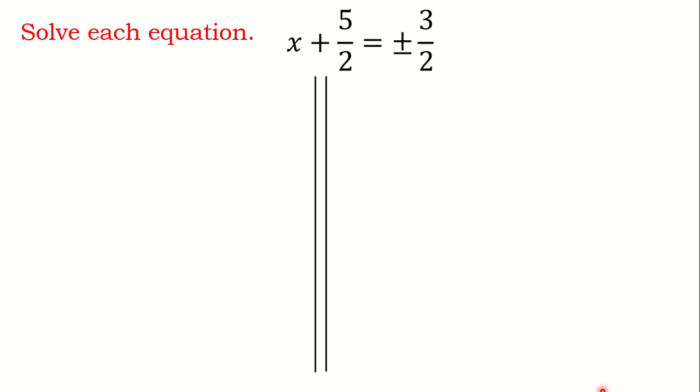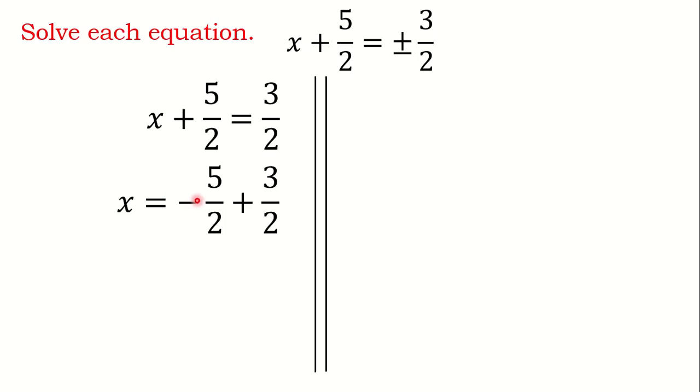So, solve natin yung unang equation. X plus 5 over 2 is equal to 3 over 2. So, ang gagawin, lipat natin si 5 over 2 to solve for x sa kabilang side. So, magiging ano yan? Negative 5 over 2 plus 3 over 2. So, madali lang isolve to kasi same naman ang denominator.